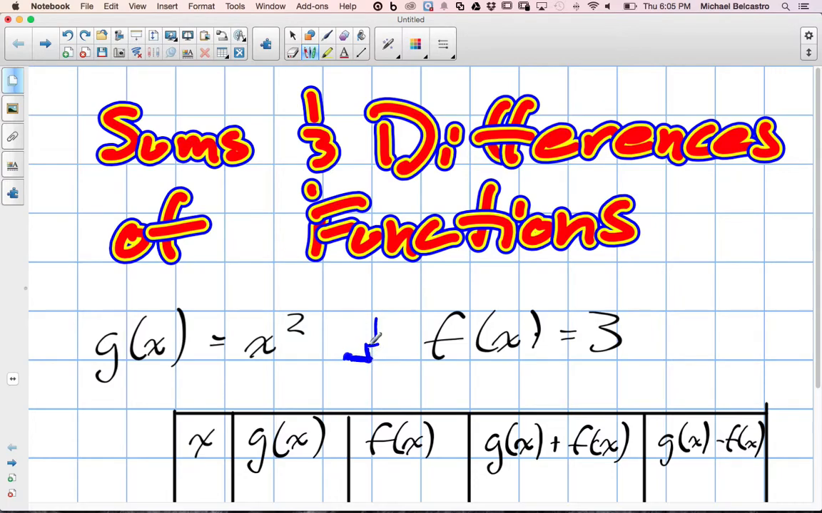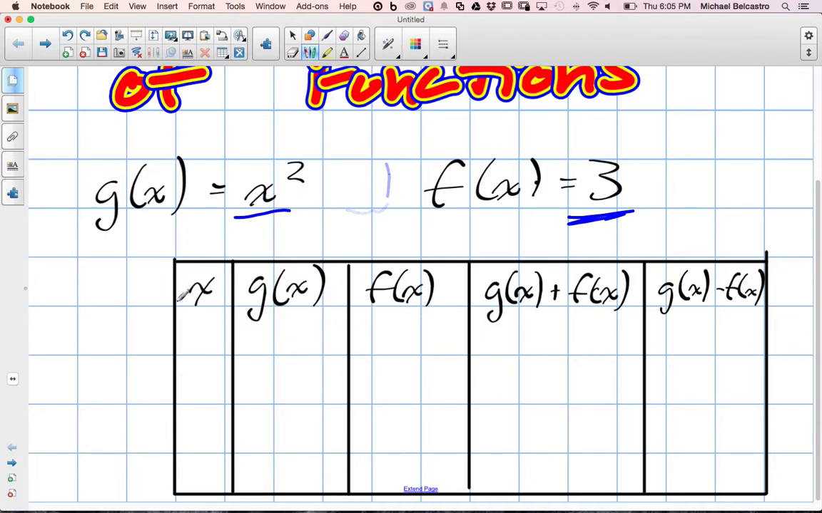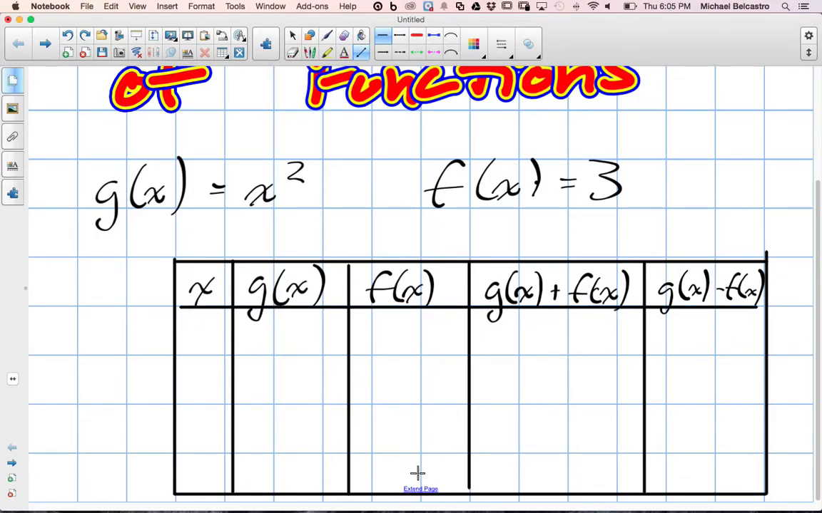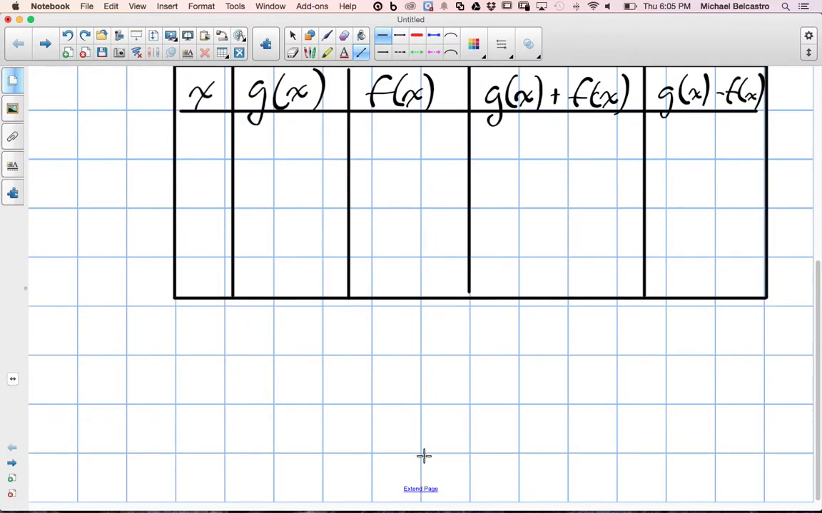We move 1 over to the right, we square it. We move 2 over to the right, we square that value. Okay, so simple function. The next one is a horizontal line at the value of 3. And what we're going to do, algebraically, is play with these two functions and see how their y values are affected when we put them together and when we subtract them from each other.